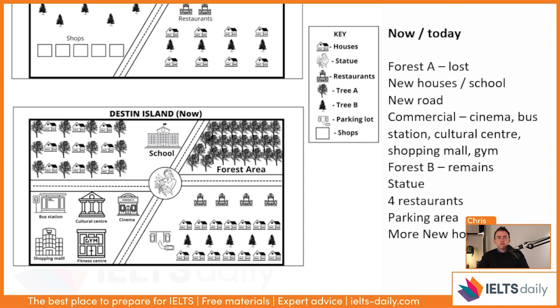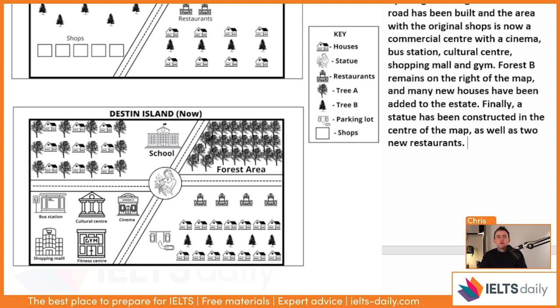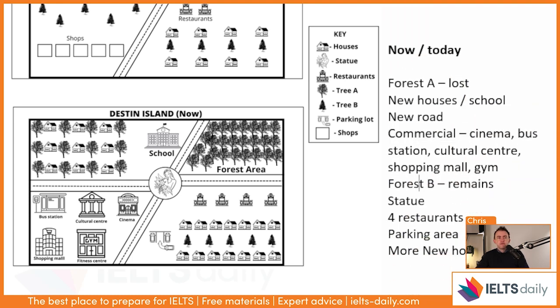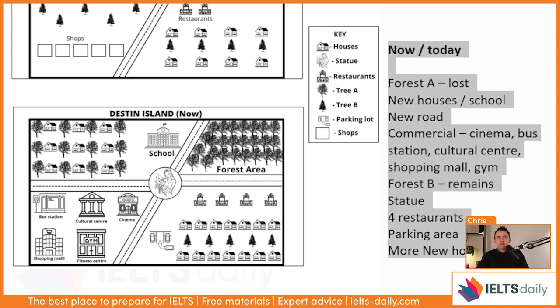We've said four restaurants, parking, and a parking area. Don't forget, you have to cover everything. Commercial center, cinema, gym, Forest B remains, statue, four restaurants, parking area, and more new houses. Forest A has been lost. I think that is everything.